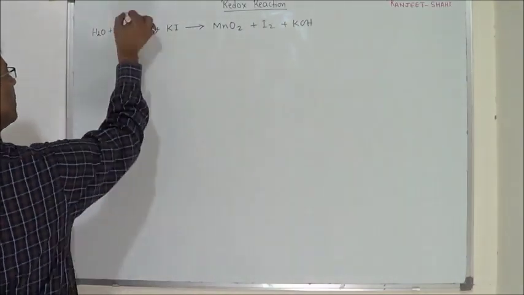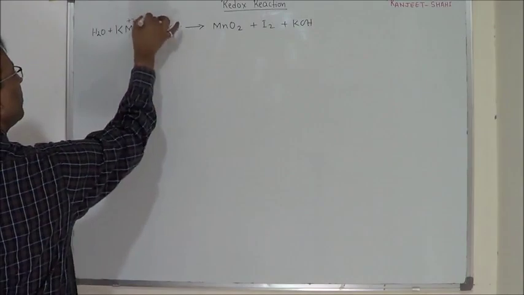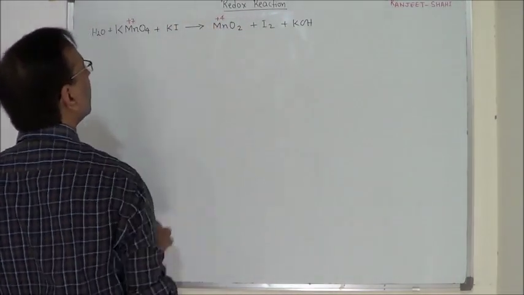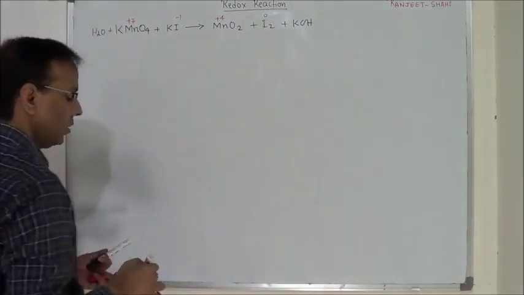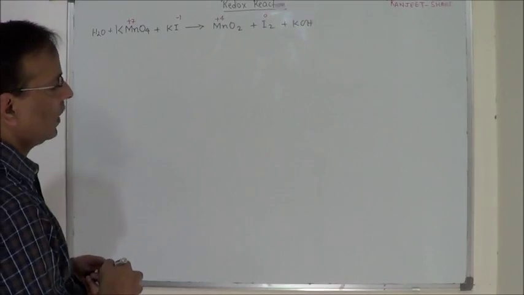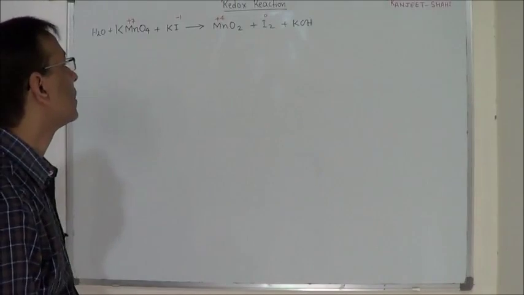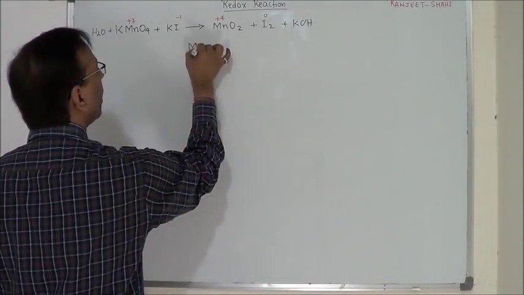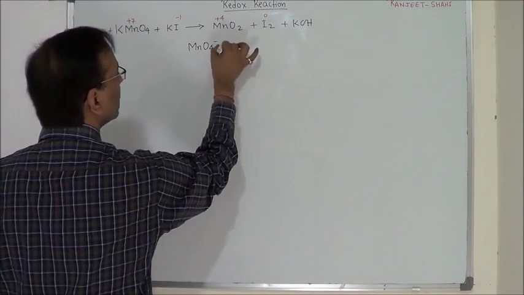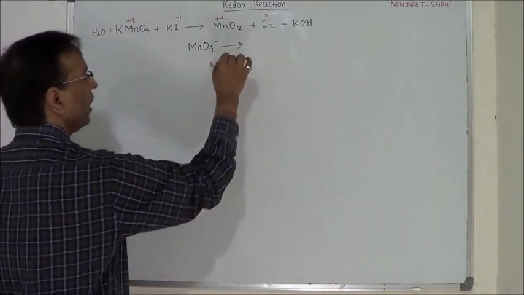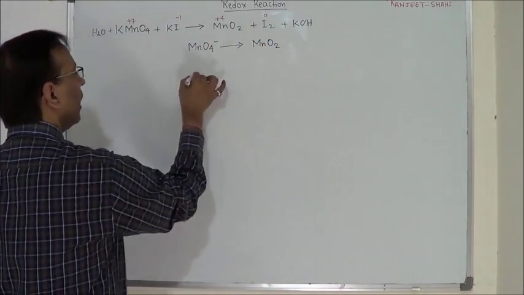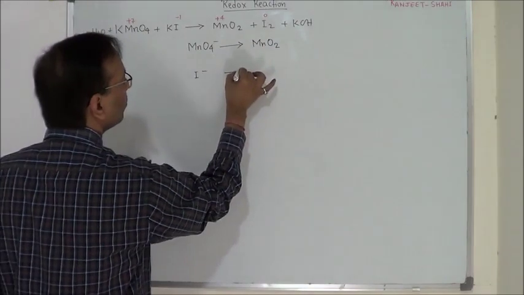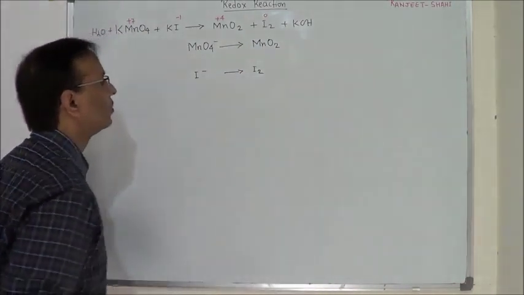Now manganese is undergoing change from +7 to +4, reduction. Iodine -1 to 0, oxidation. Like we did before, half reactions. So MnO4 minus gives MnO2 and I minus gives I2.